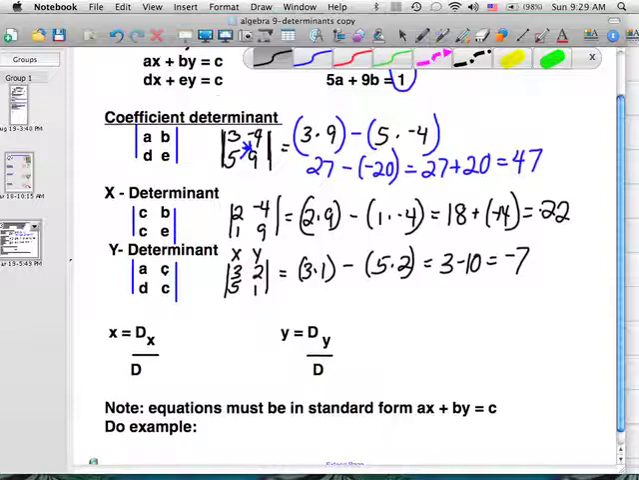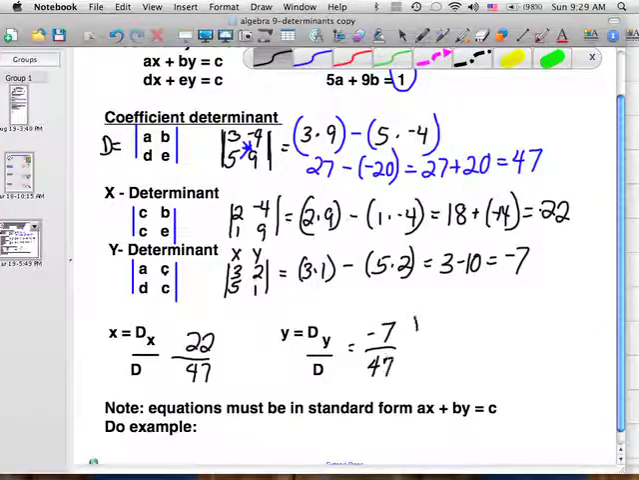So how do we find x and y? Well, x is the determinant of x, which was 22, over the determinant d, which is the actual coefficient determinant right here, which is 47. And the value for y is to take the determinant of y, which is -7, and also put it over the coefficient determinant, 47.